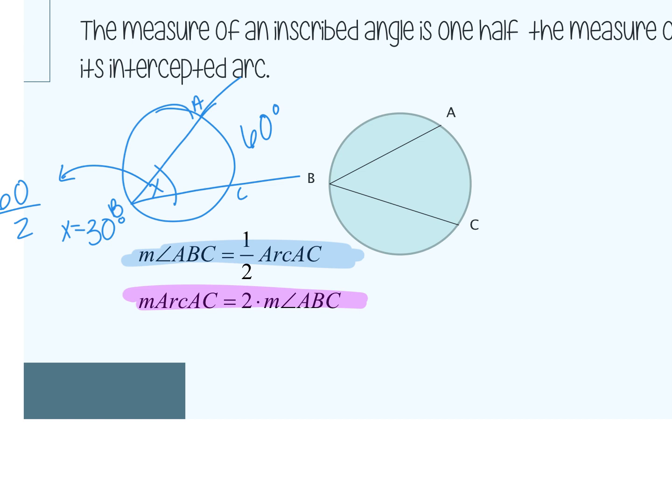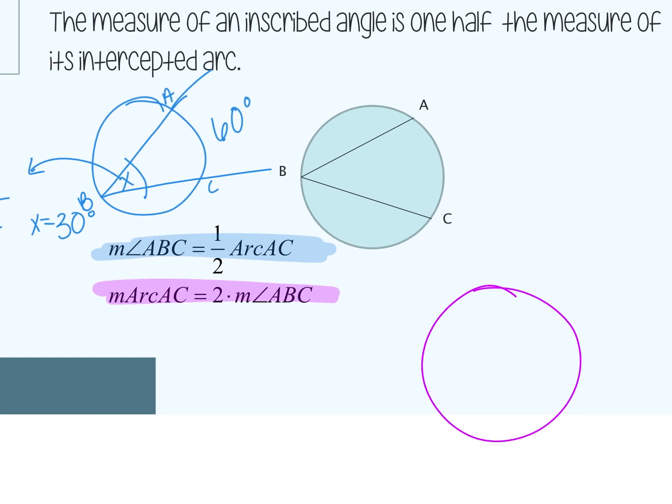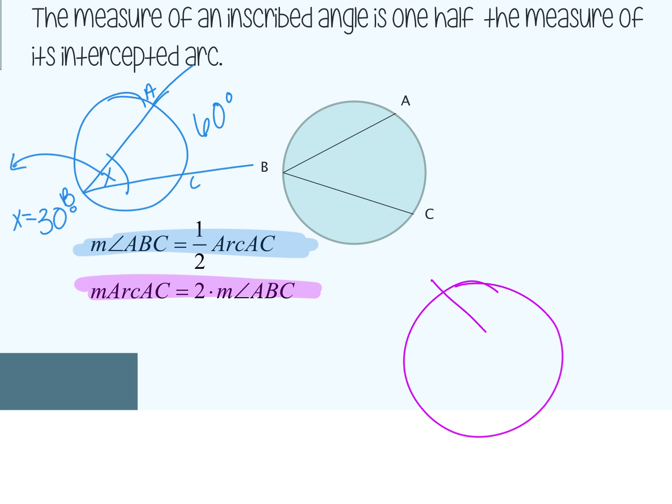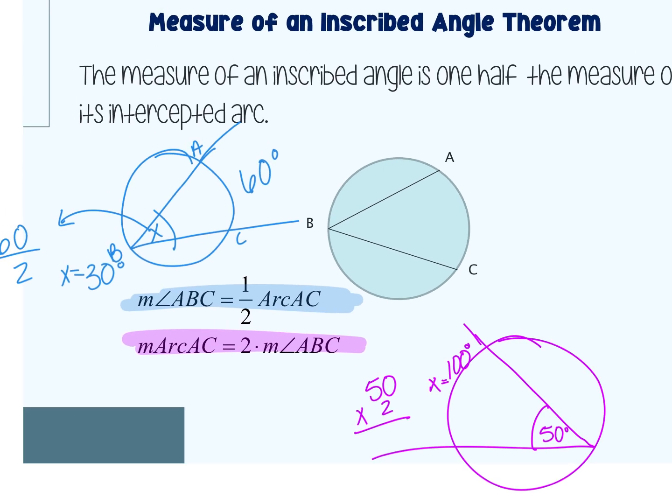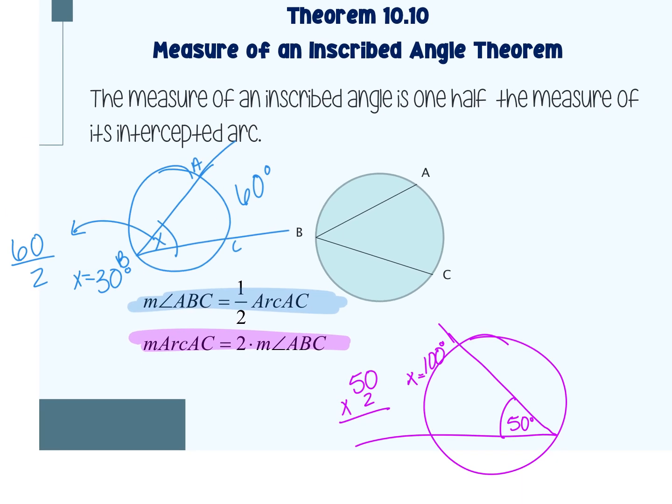So now look at the one in purple. Here's my circle. I'll do it this way. Let's say this is 50 degrees right here. If this angle is 50 degrees, what is the measure of my arc? Good, and how would I find that? Good, now I'm taking that 50 times 2. X is going to equal 100 degrees. Please understand that these two are different.